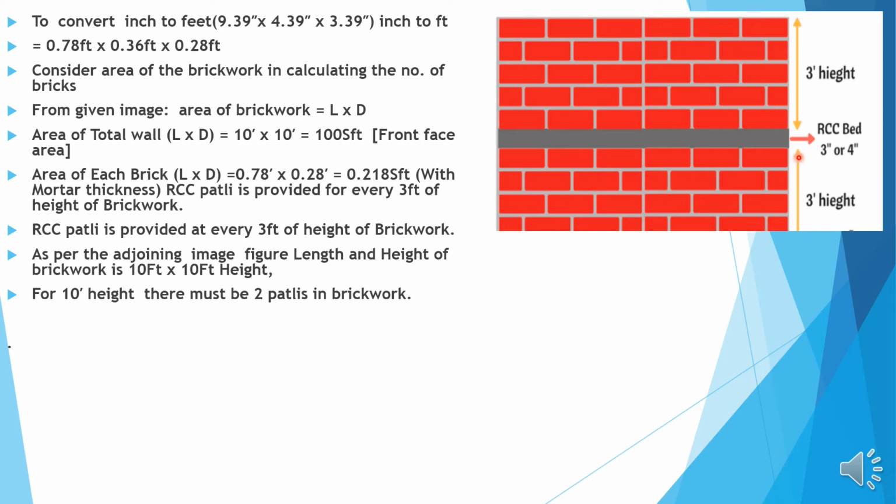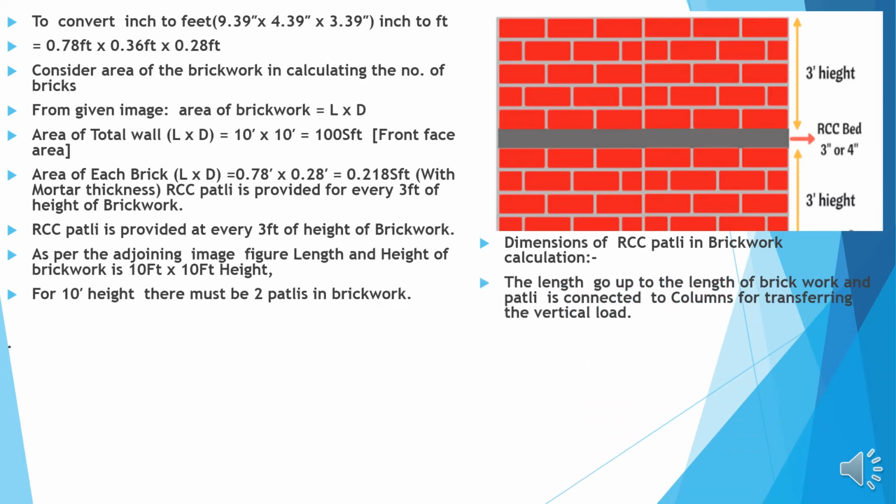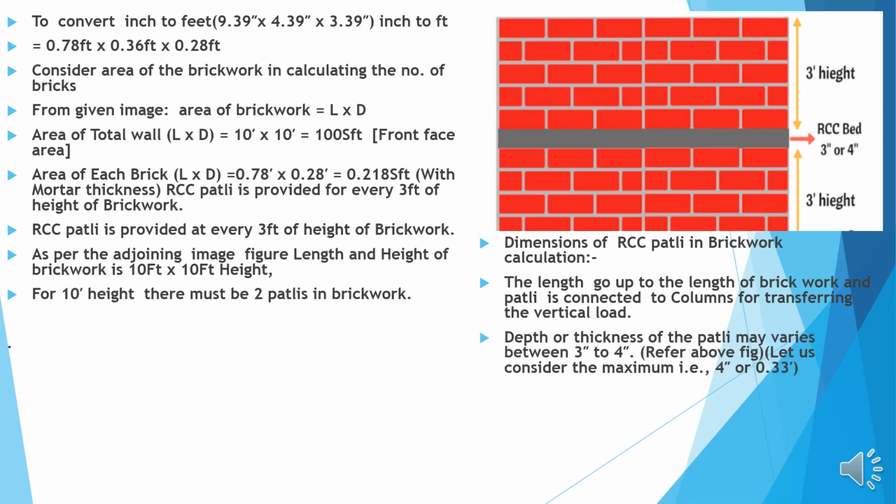This is the brickwork. For every 3 feet, we have a partly, that is, what we call the RCC bed, which might range from 3 inches to 4 inches in height. The dimensions of the RCC partly in the brickwork calculation are as follows. The length goes up to the length of the brickwork, and the partly is connected to the column to transfer the vertical load. The depth, or thickness, of the partly may vary between 3 to 4 inches.